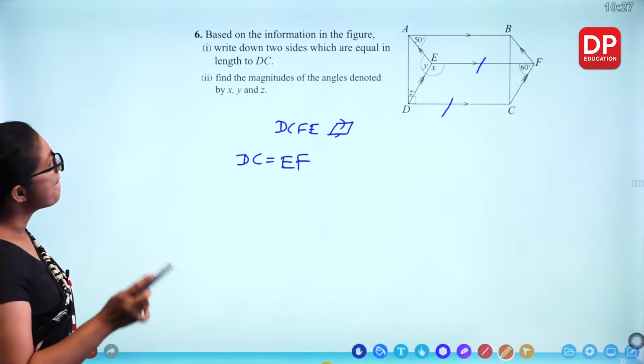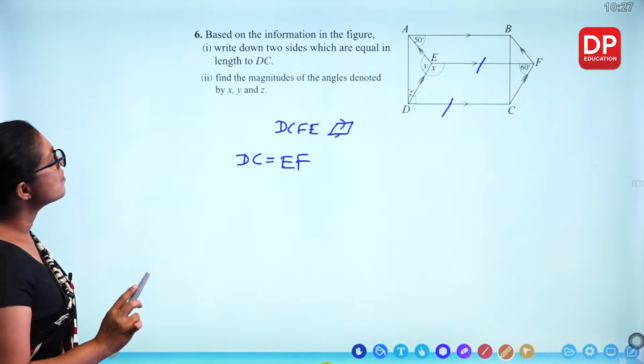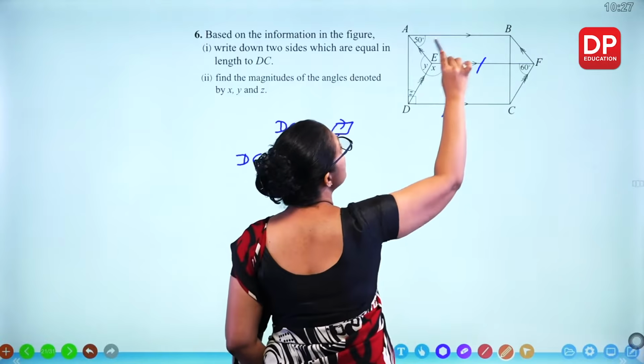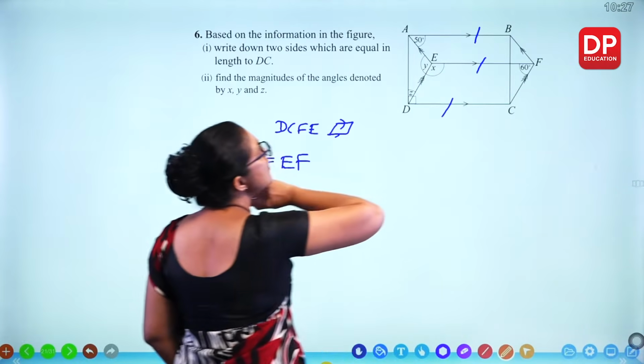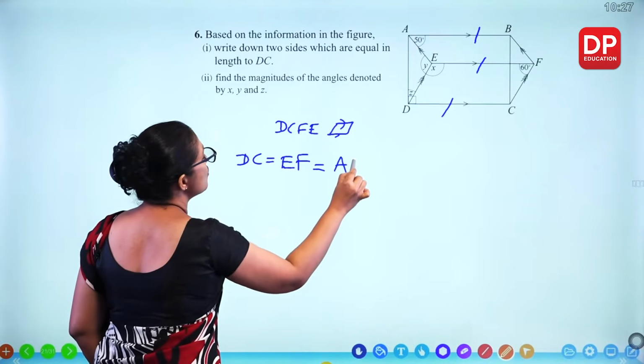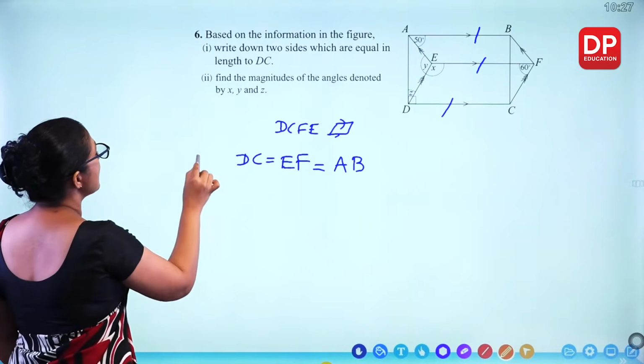Then what's the other one? They are asking two sides which are equal. But if you take this parallelogram, this is equal to this one, AB. So that's also equal to DC.